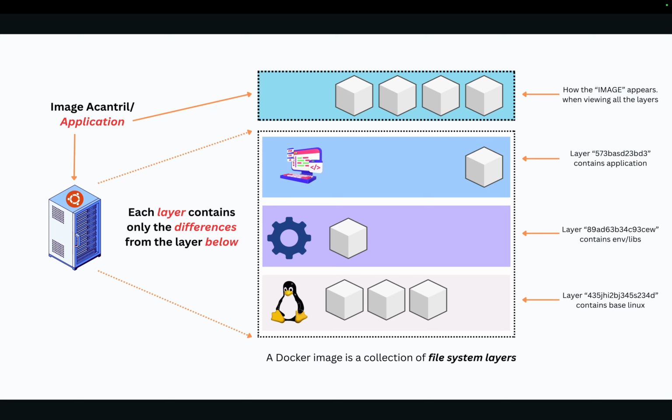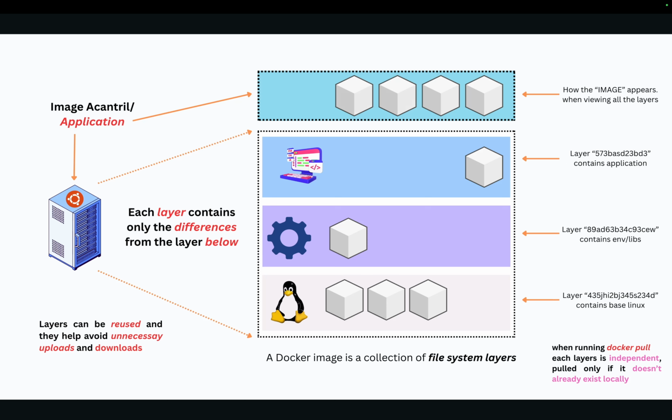Each layer stores the differences in data. And from a Docker container perspective, it reads all these individual layers and interacts as though it was one store of data. And because these layers are treated as individual things, it helps to avoid unnecessary uploads or downloads. For example, if you run a Docker pull to pull down an image, if you already have any of the layers, they don't need to be pulled down again.